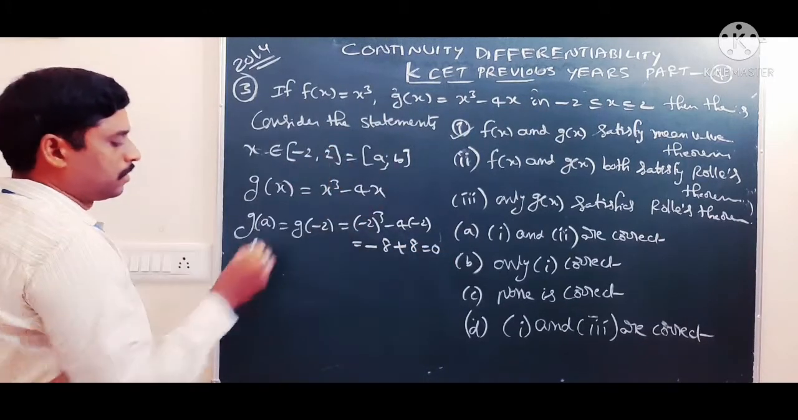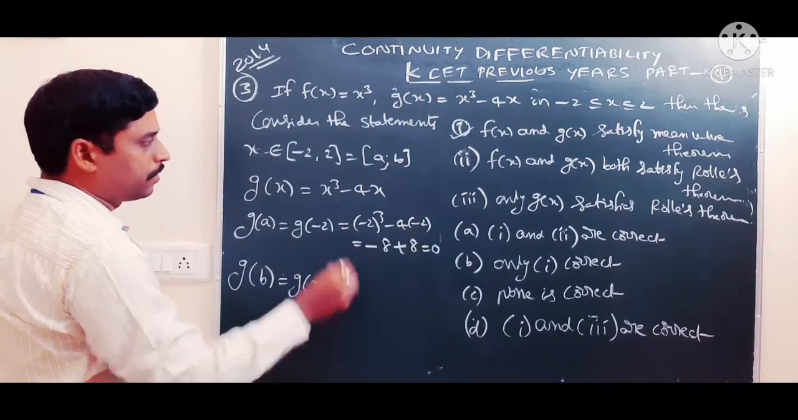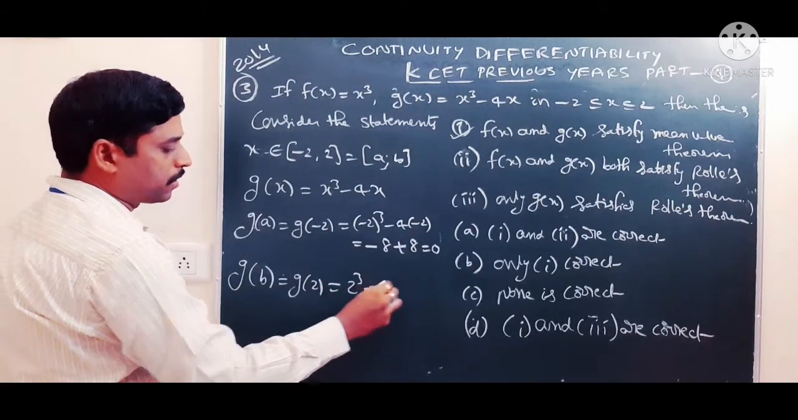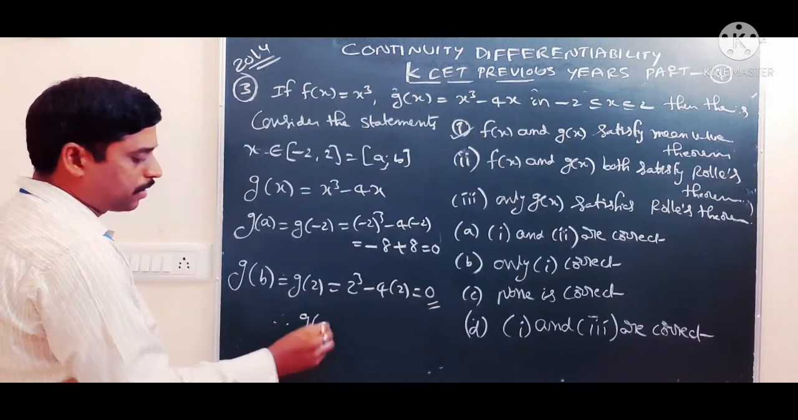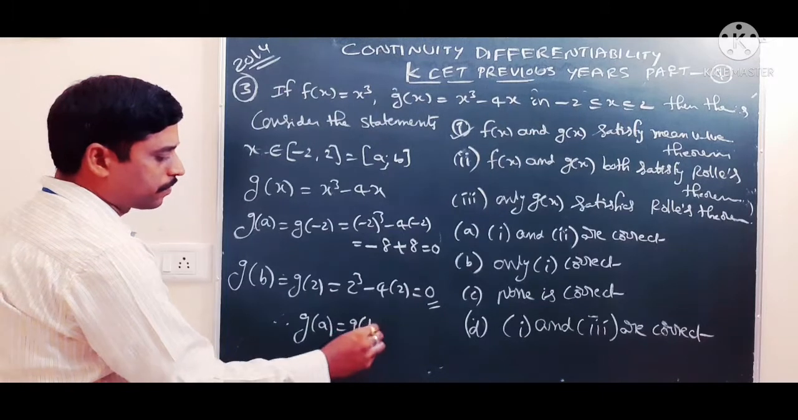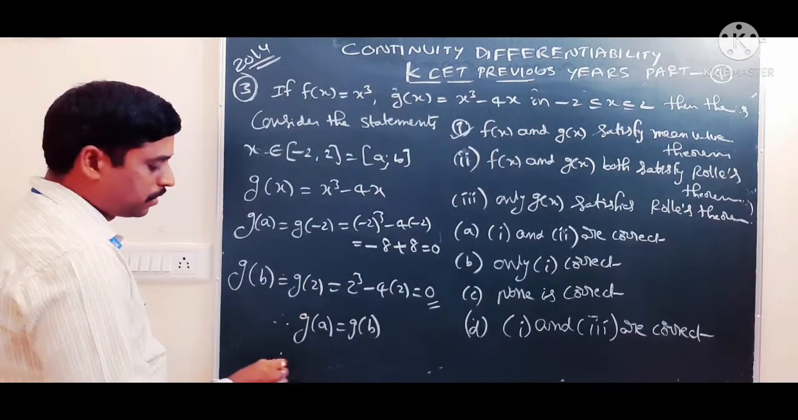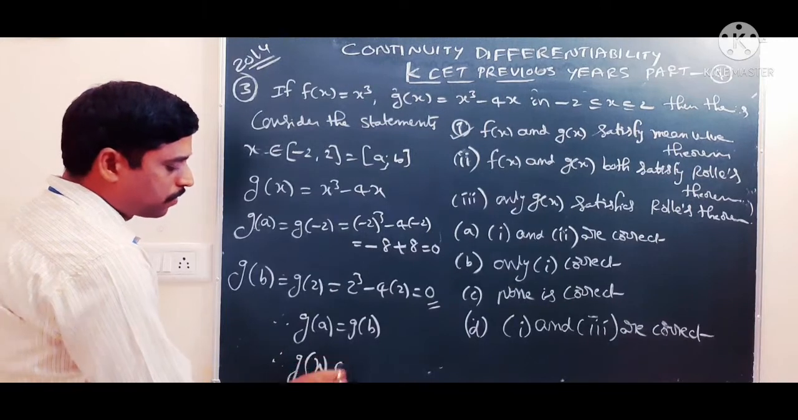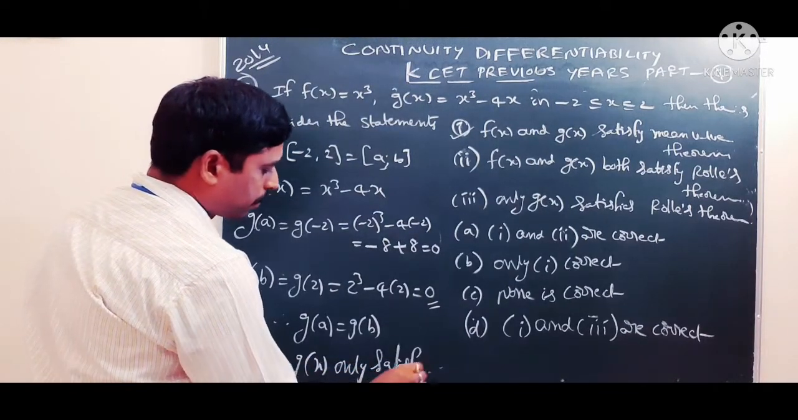Okay, now we have to find g of b. So g of 2. This will be 2 cube minus 4 into 2. This is also 0. Therefore g of a is equal to g of b. That means g of -2 is equal to g of 2. Therefore only g of x satisfies Rolle's theorem.